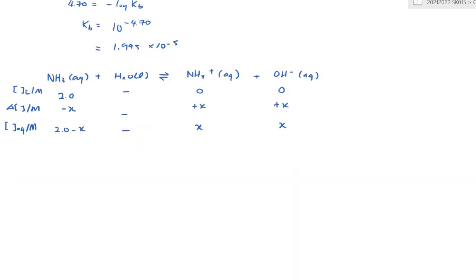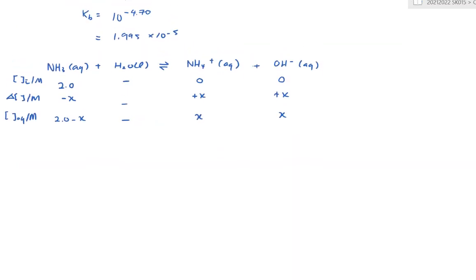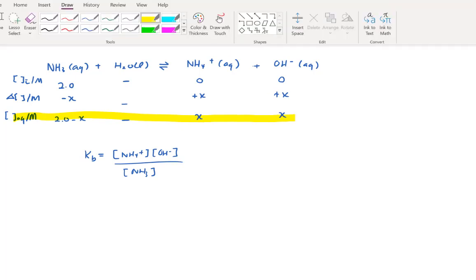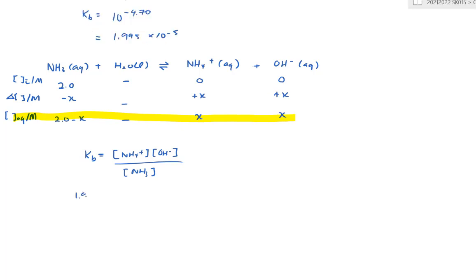Okay, so we want to come up with the Kb expression. Again, it's the same thing. Substitute the values that you have found from the Kb value and from the ICE table. Remember that from the ICE table, we take the final column to do the substitution. So 1.995 times 10 to the power of negative 5 equals x squared, because x times x, over the concentration of ammonia, 2.0 minus x.